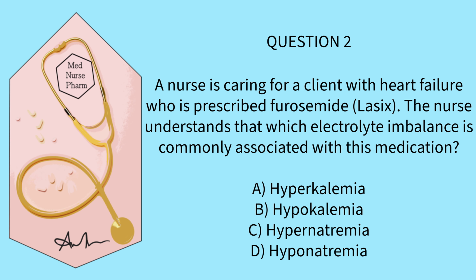Question 2. A nurse is caring for a client with heart failure who is prescribed furosemide. The nurse understands that which electrolyte imbalance is commonly associated with this medication: hyperkalemia, hypokalemia, hypernatremia, hyponatremia. Pause the video and select your answer.